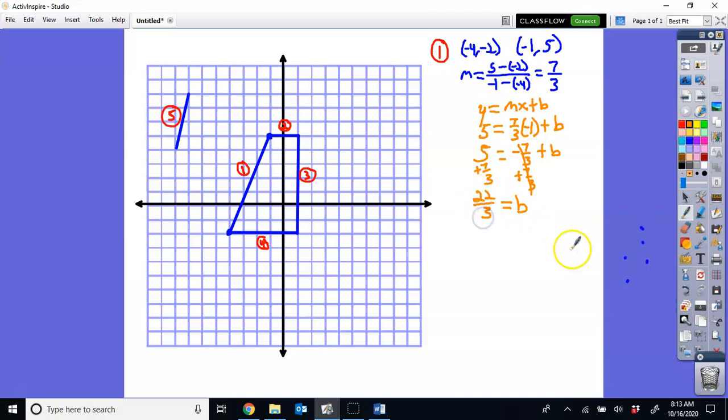Or 22/3 is about 7.3. If you look at your graph up here and you continued this line up this way, you would see that it does cross up here somewhere around 7.3. Obviously, we don't extend the line out. I'm not telling you to extend the line out. I'm just showing you that's what it would do. So then I would come over here and I'd say y equals 7/3 x, my mx, plus b, 22/3.